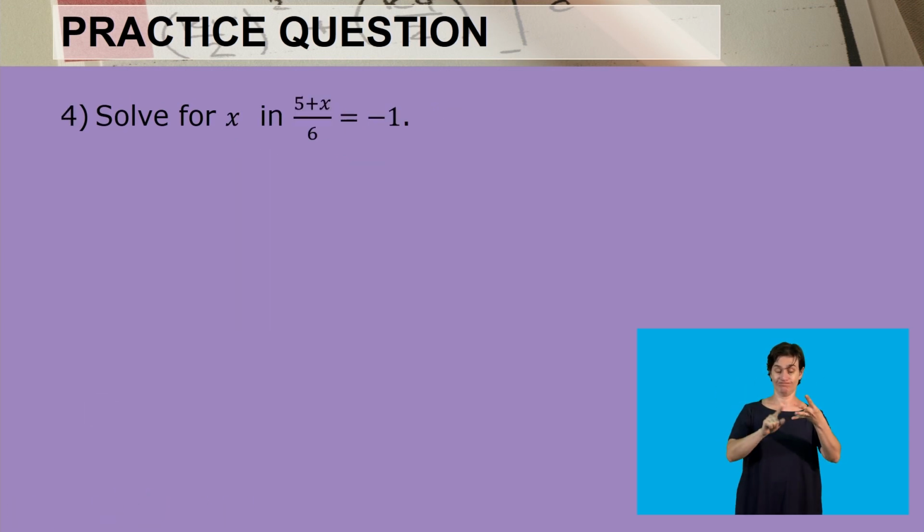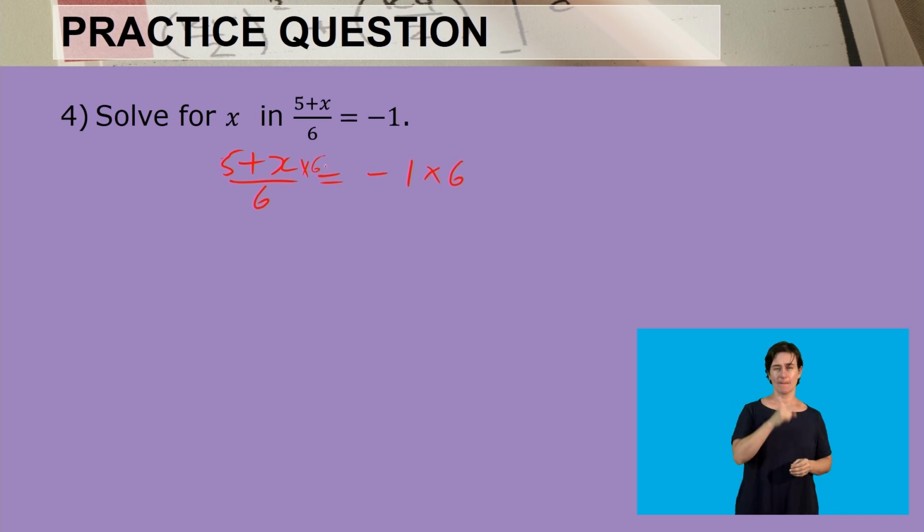Let's look at the next one. Solve for x in 5 plus x divided by 6 equals negative 1. Again, 5 plus x divided by 6. Let's write that out: 5 plus x divided by 6 equals negative 1. Our multiplicative inverse, let's start with that. The denominator is already a sixth, so we need to multiply by 6 and multiply the right side by 6 as well.